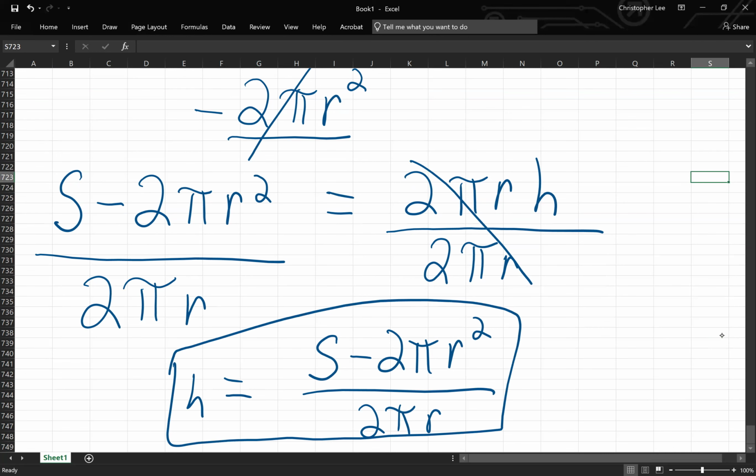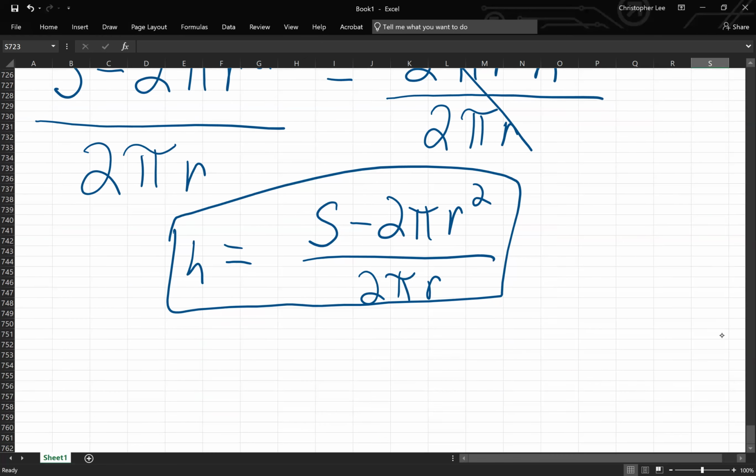You could go about it the other way? Yes, you'll still get the same answer. If I wanted, I could put the 2 pi r under both terms in the top and reduce that, but that's kind of overkill. But if you want to see it, I'll show you.